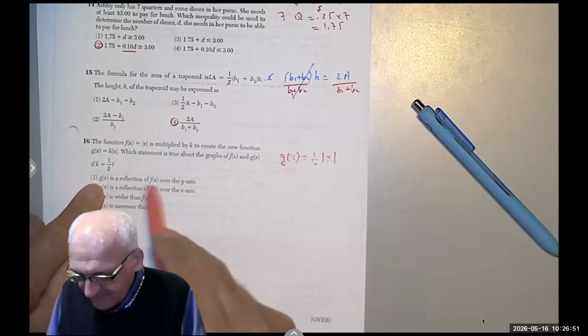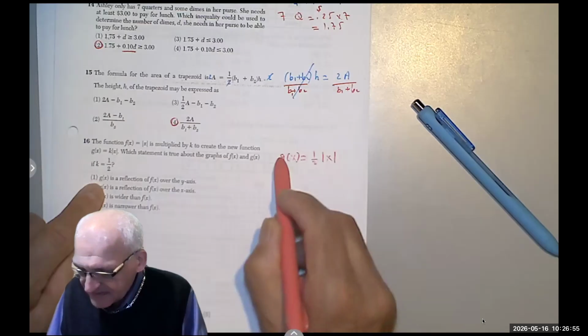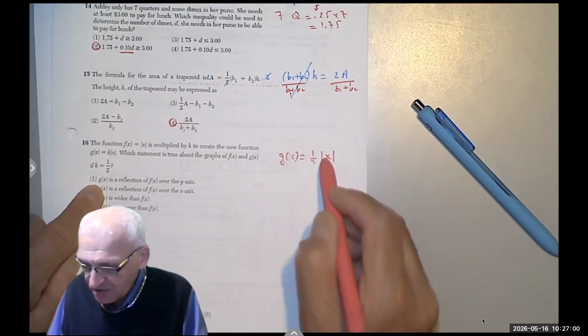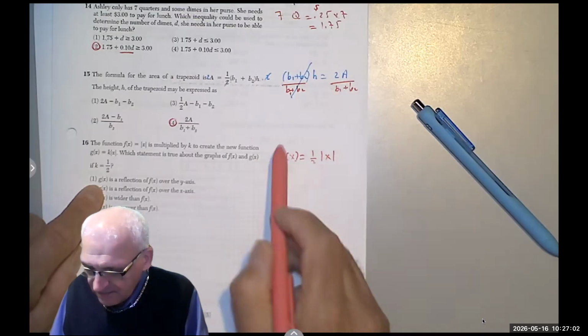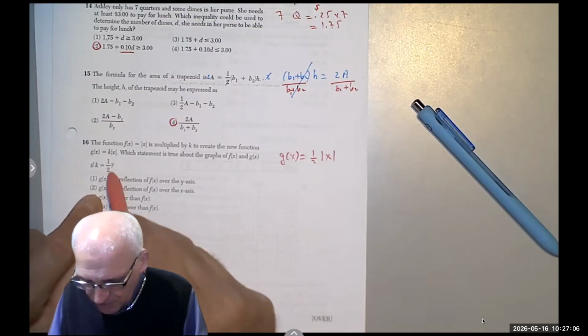G of x is a reflection? No, it's not a reflection. The reflection will have either a negative sign here or a negative sign for the x. If it's here, you are reflecting over the y. If it's here, you are reflecting over the x. So it's neither one or two.